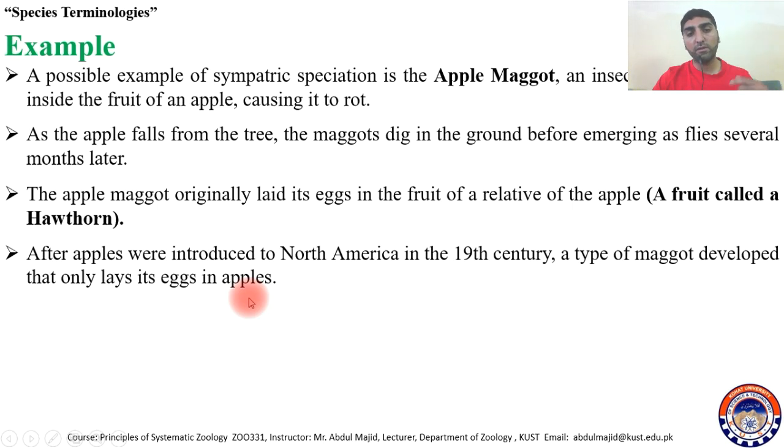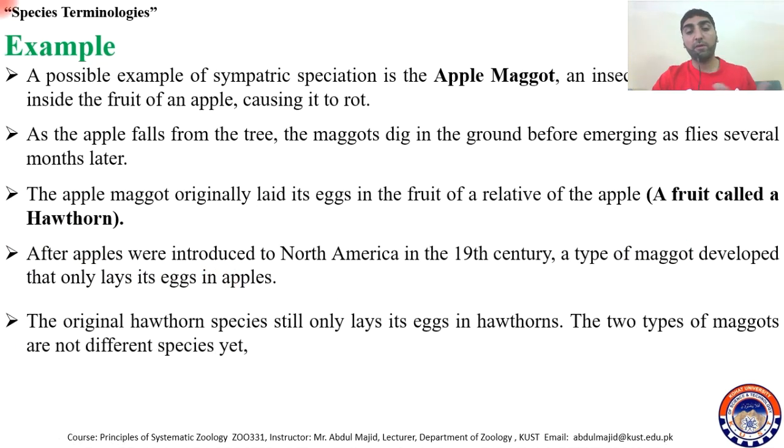So after the introduction of the apple fruit trees into North America, some of them started laying their eggs, and the development of the maggots happened in the apples. So they become different species, because the original hawthorn species still only lays eggs in hawthorns, but the two types of maggots are now different species.